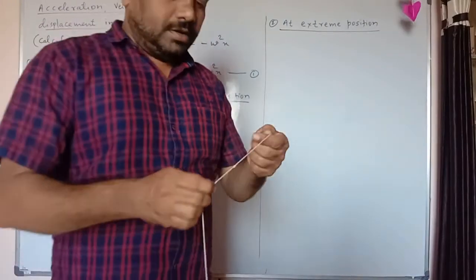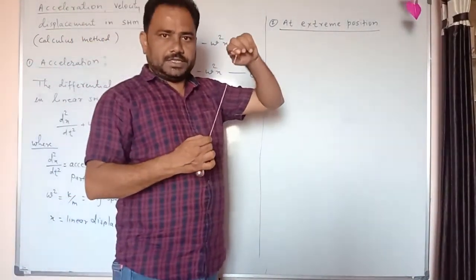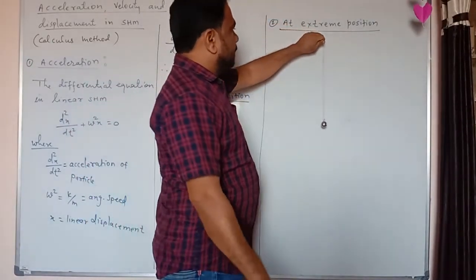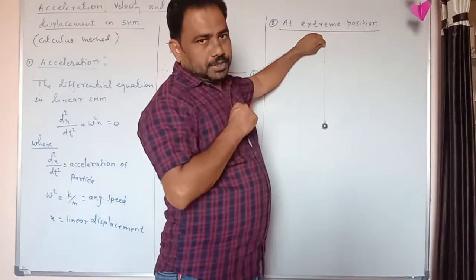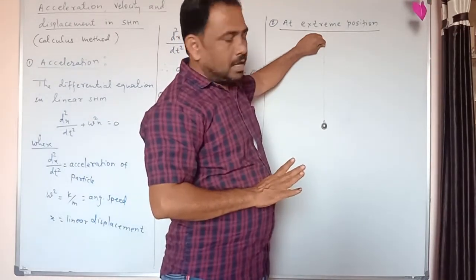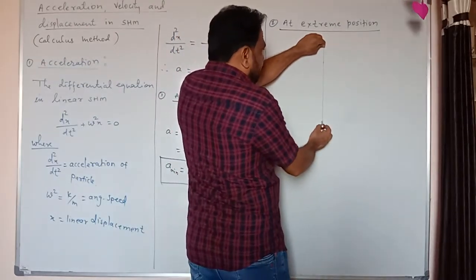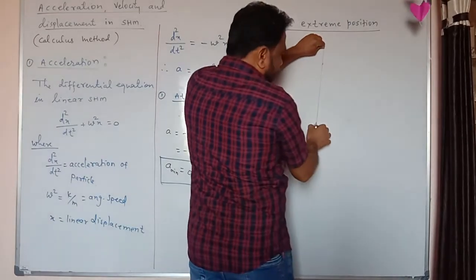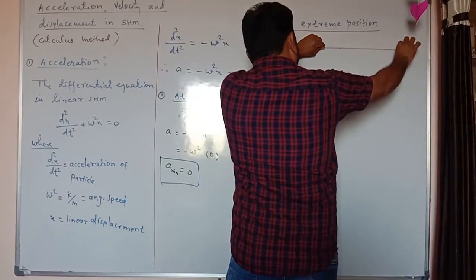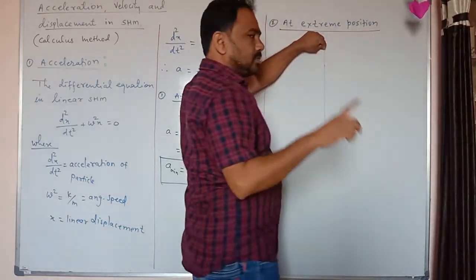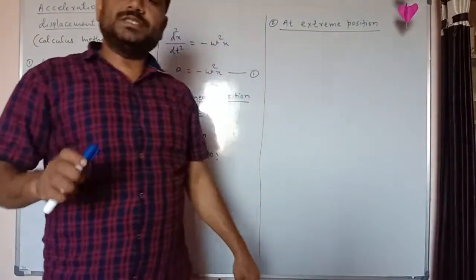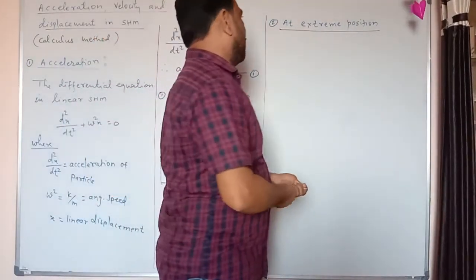Now see here, we have a simple pendulum like this. If we consider this simple pendulum at mean position, the displacement is obviously 0. But if it goes from mean position to right extreme position, the displacement is maximum, and maximum displacement is called amplitude. So you should remember, amplitude means the maximum displacement of the particle.